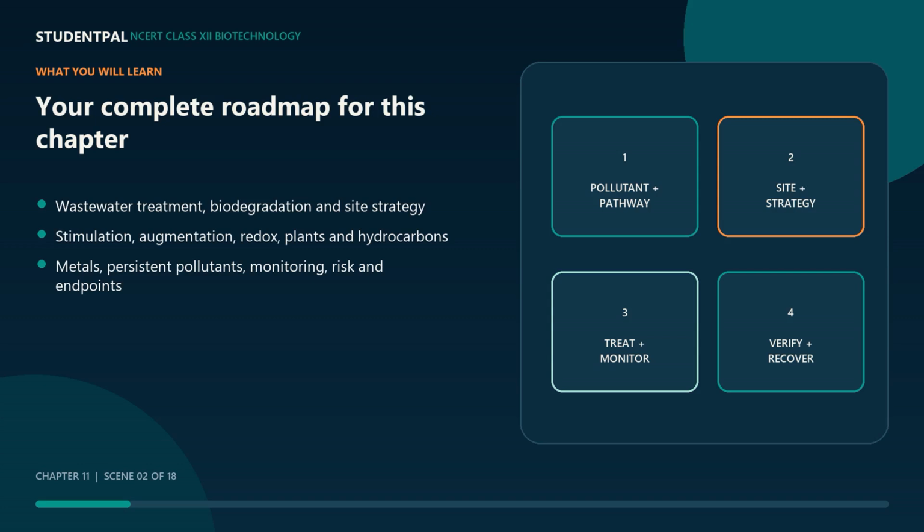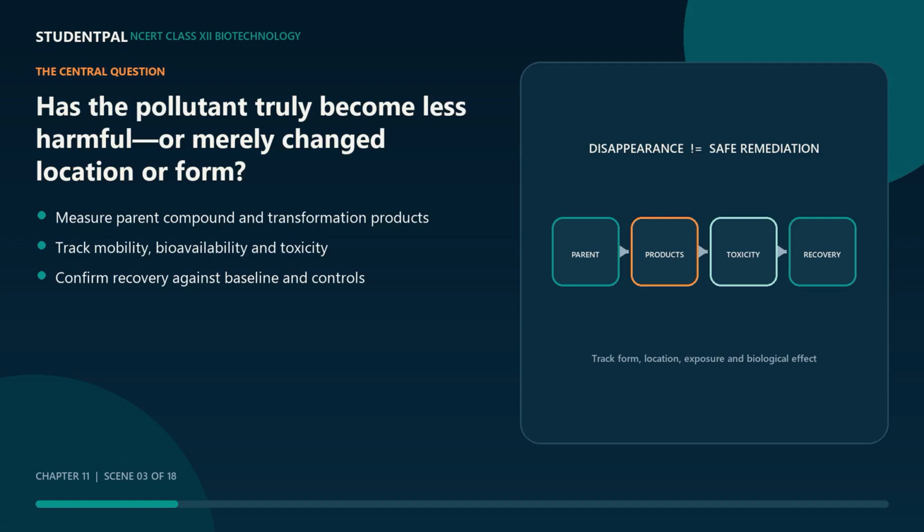We study plant extraction, stabilization, and transformation, as well as microbial attack on oil fractions. Finally, we distinguish degradable organics from metals that cannot be destroyed and construct a monitoring plan using baseline data, controls, spatial replication, transformation product analysis, toxicity tests, and evidence of ecological recovery. The central question separates concentration from risk.